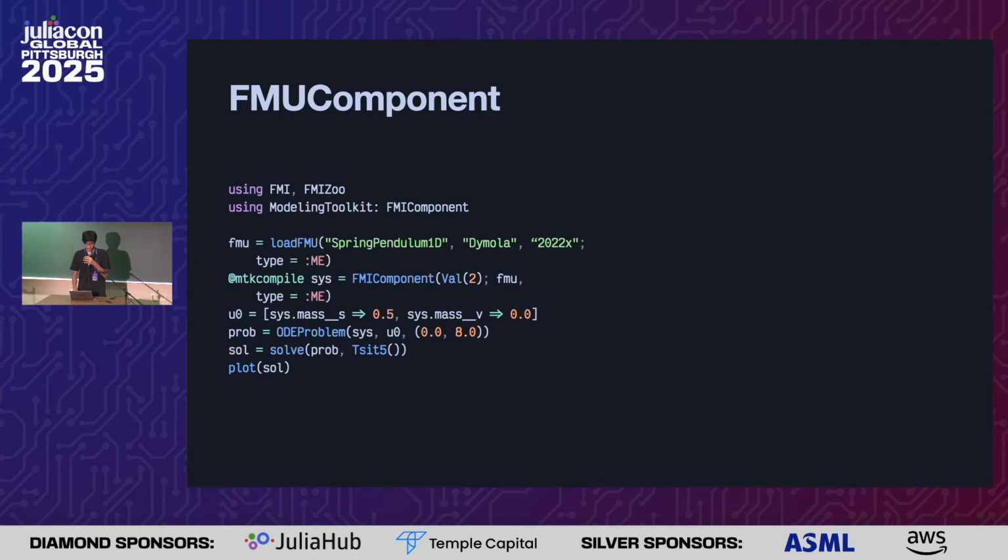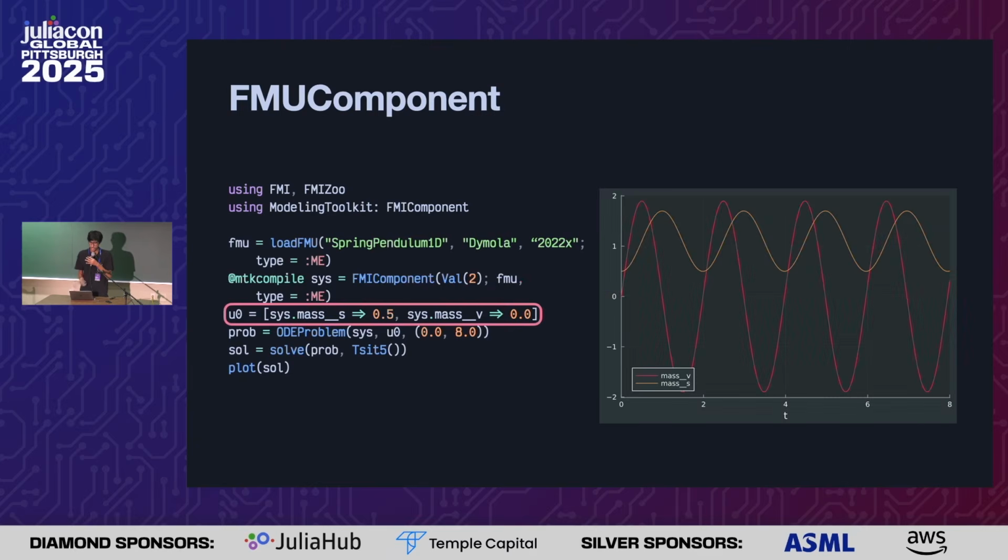So for example, this is a system of a spring pendulum from the FMI zoo. And if we just import it as a component, we can have the symbolic variables mass.s and mass.v. There's a little bit of name mangling going on, but that's, as I said, a work in progress. And so we can just solve it like any other ModelingToolkit system, and we get out the time series solution.